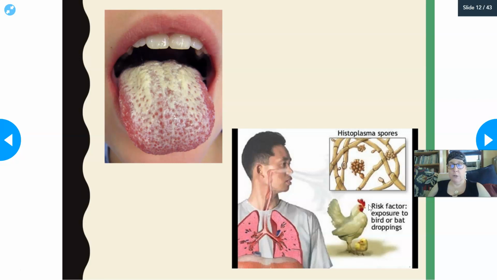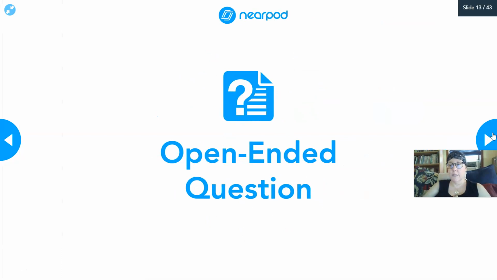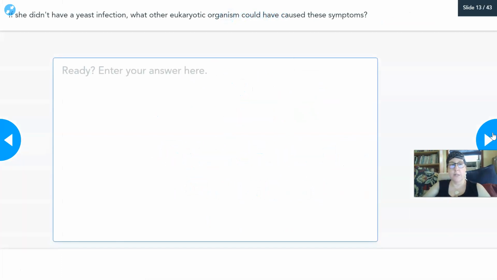And if you don't think you're exposed to bird droppings, I was just going to ask, have you ever washed your car? Because you'd be washing bird droppings off your car, and you could potentially be inhaling histoplasma spores off of that. And it is endemic in this area, which means it's common in this area.